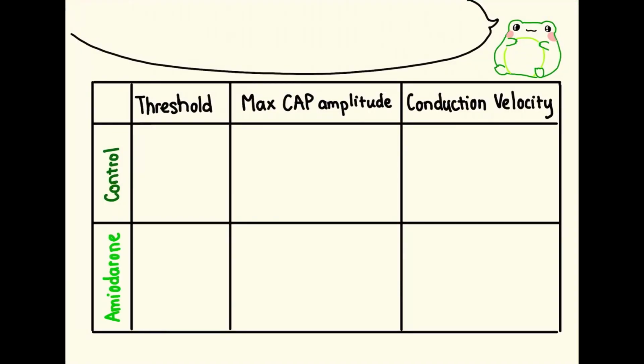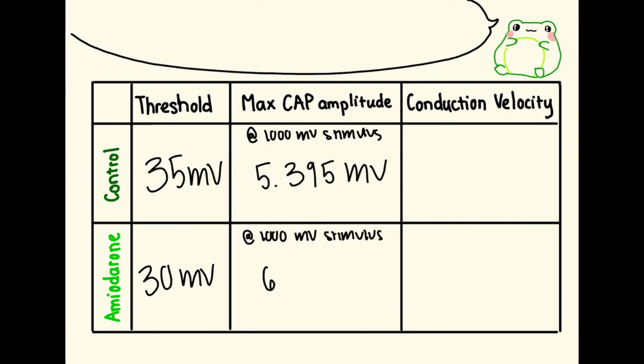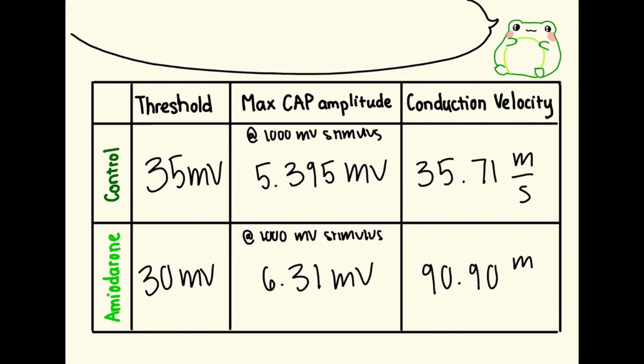The stimulus potential needed to reach threshold was 35 millivolts for the control, and it decreased to 30 millivolts after amiodarone. The CAP amplitude recorded when a stimulus of 1 volt was applied was 5.395 millivolts for the control, and it increased to 6.31 millivolts after amiodarone. The conduction velocity increased from 35.71 meters per second to 90.90 meters per second.